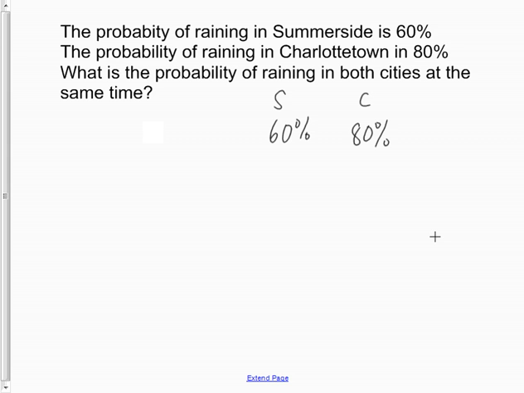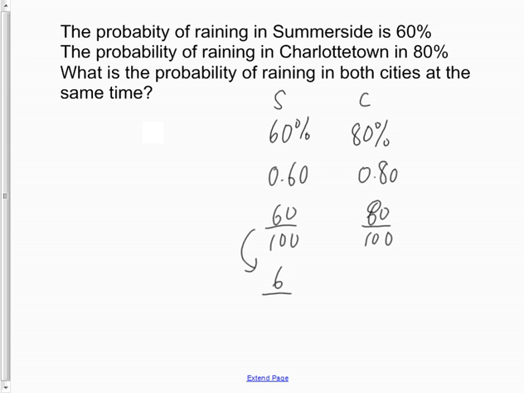We can think of 60% as being 60 hundredths or 80 hundredths. We can think of it as being 60 out of 100 as a fraction. 80 out of 100. Or in reduced terms, the easier one is 6 out of 10 and 8 out of 10. All of these are the same thing.